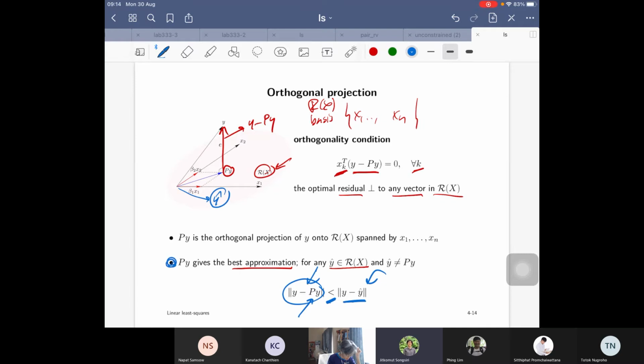The second bullet, this inequality, can be proved, but I'm going to leave it as an exercise. If you use another y hat that also lies in the range space of X, the residual y minus y hat doesn't satisfy the orthogonality condition. It is not perpendicular to the vectors in the range of X.